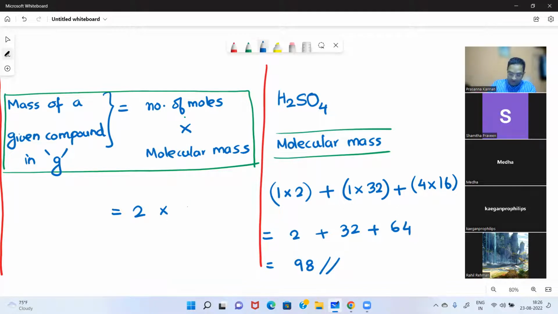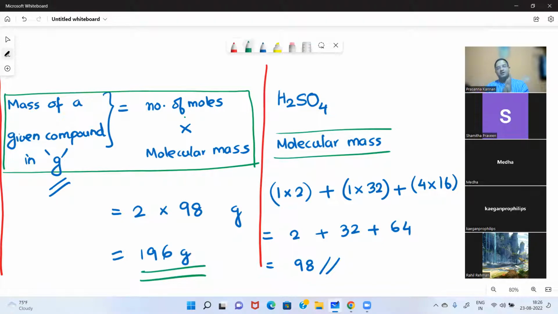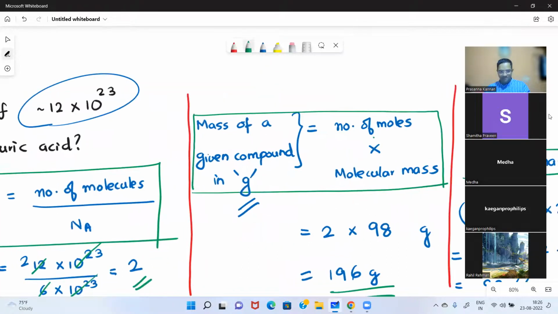So you'll have to substitute that here, 98. And as I told you, the answer will be in grams. Okay. So the answer is 196 grams. So 12 into 10 power 23 molecules of sulfuric acid will weigh 196 grams. Clear? So you can go through it once more.